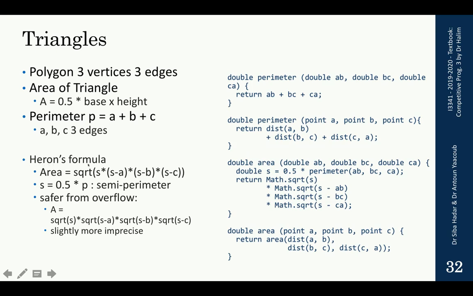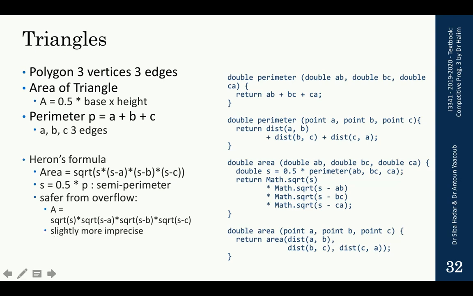By Heron's formula, we can deduce that the area of a triangle is the square root of s times s minus a times s minus b times s minus c, where s here is half the perimeter. Okay, this is a safer formula for overflow: the same formula, but we distribute the square root over the different multiplications.